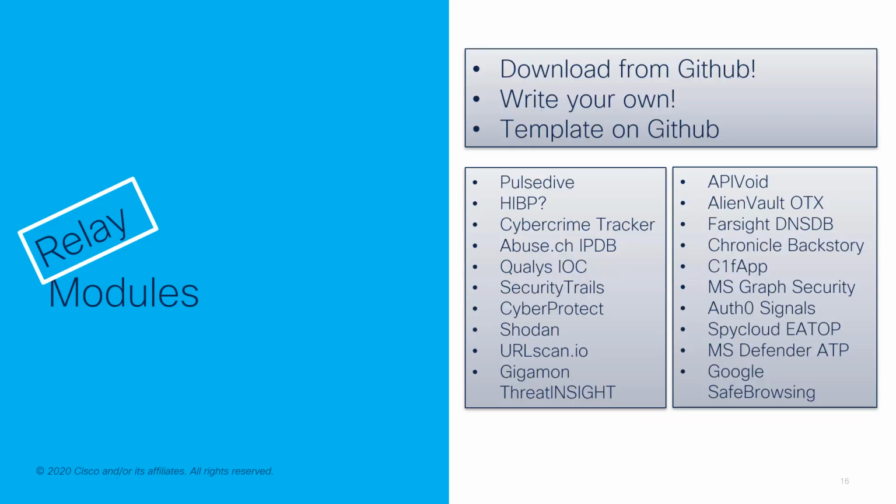But how do you get them? Well, you can download a number of them from GitHub. You can also write your own using the template that's on GitHub. We've got the list that I'm not going to read of what's currently supported for relay modules that you can download from GitHub and deploy and immediately have access to the services and the intelligence from the listed products and tools here. Let's go back to our diagram.